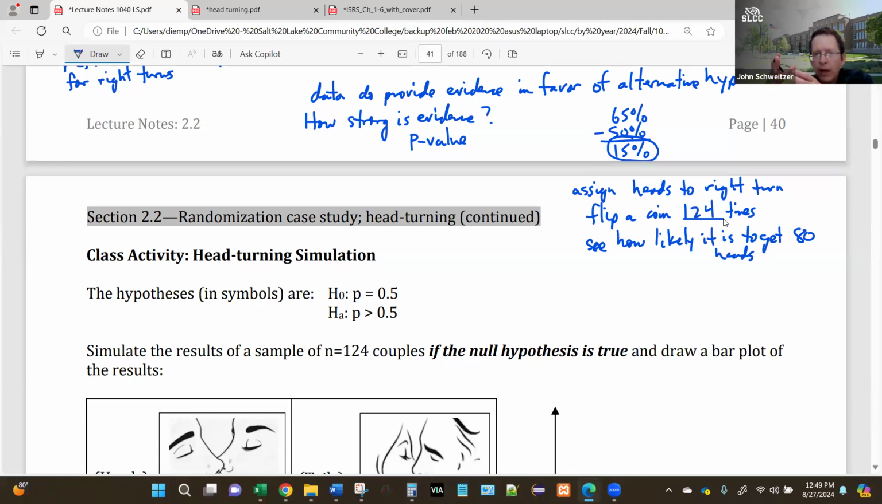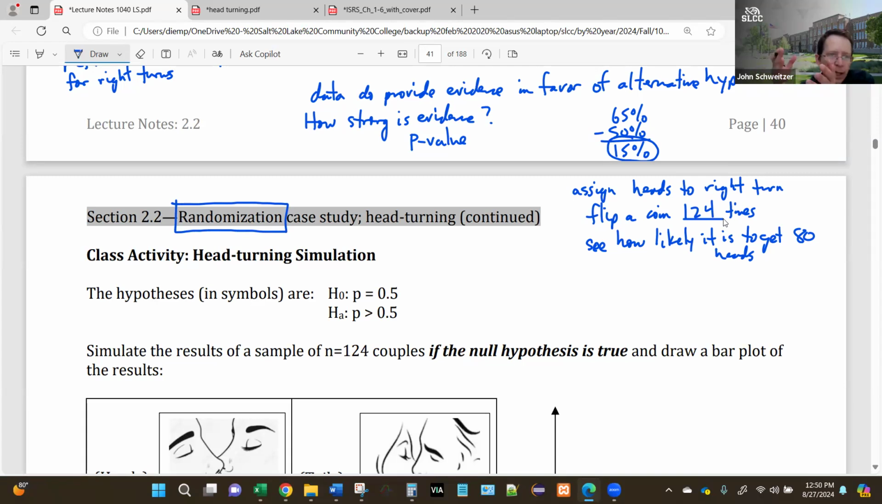Under the null hypothesis, it's 50-50. We're pretty sure that when you flip a coin, it's about 50-50. So coin flipping can be used as a way of measuring how likely it is to get 80 out of 124 if it's a 50-50 process. It's a very beautiful thing. It's called randomization, and it's commonly used in statistics at all levels, from intro stats all the way up to PhD level statistical research.